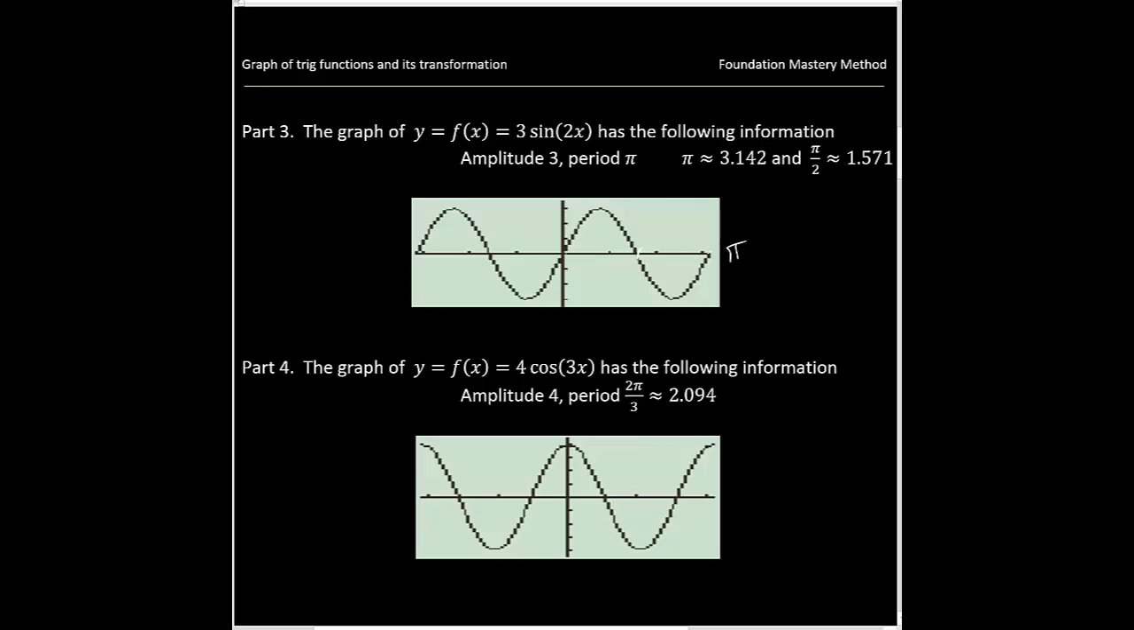Now this value here will be pi over 2. Now if you put here pi over 2, then you get cosine of 2 times pi over 2, which is cosine pi, and you know that this is 0.